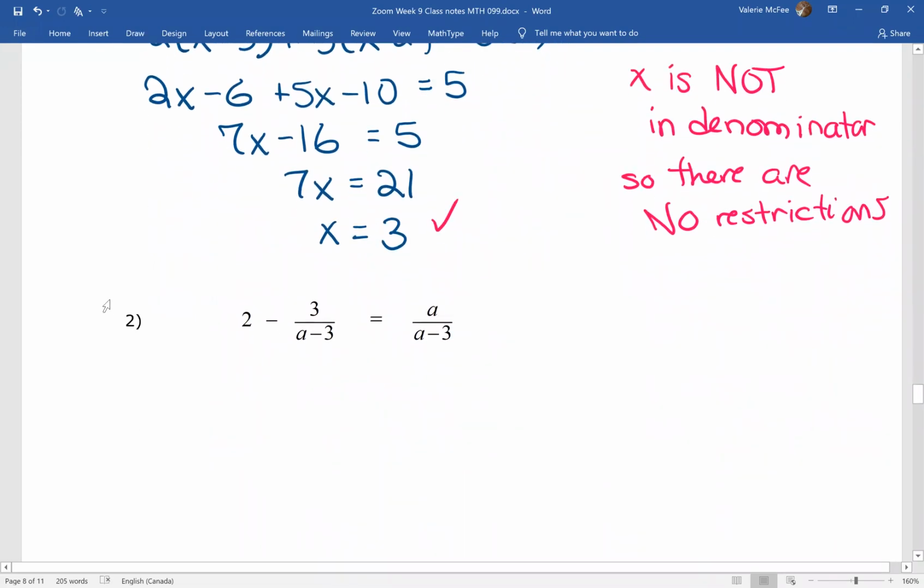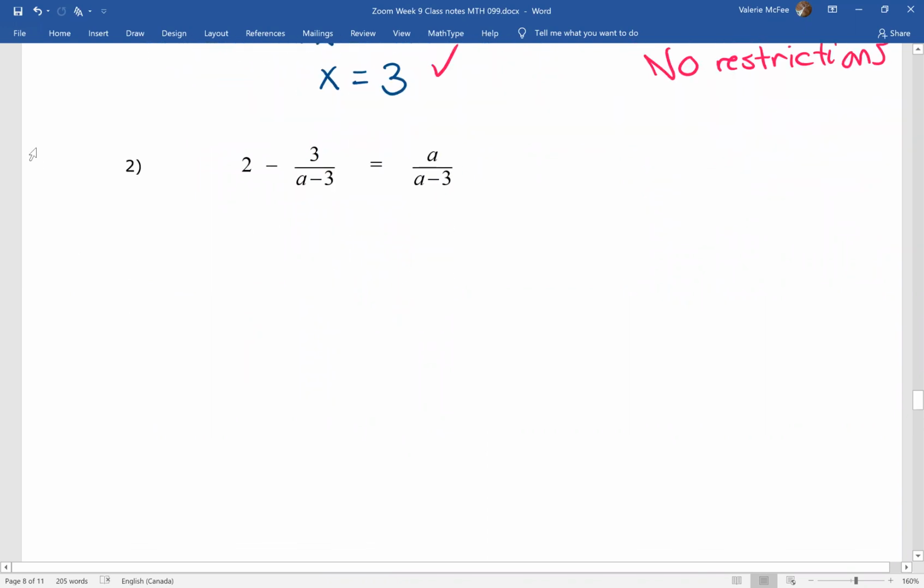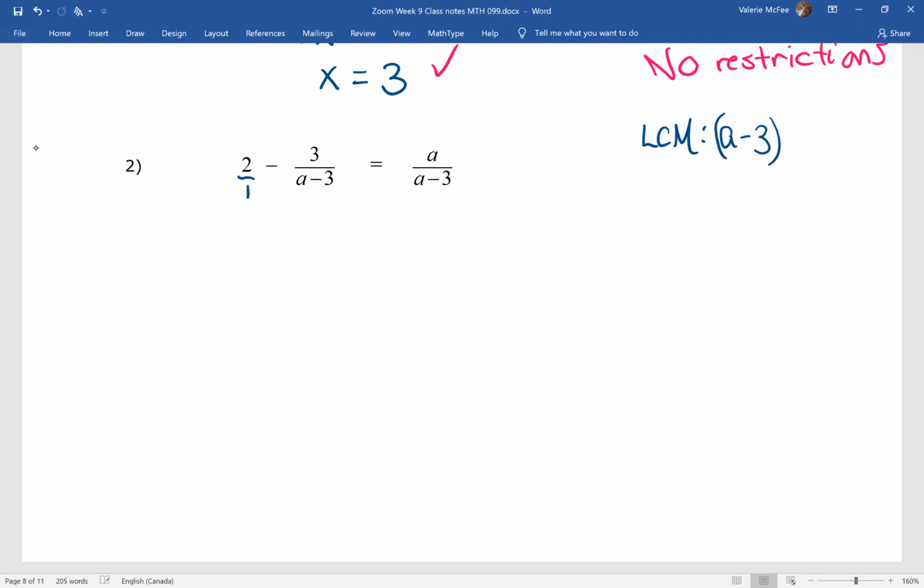Let's look at question 2. We have an integer over 1. The other denominators are a minus 3. That means the lowest common multiple of these denominators is just a minus 3. So we're going to multiply each side by the lowest common multiple. Notice that this time I have the lowest common multiple in brackets. That's because it's a binomial, more than one term. And again, we're going to need to use the distributive property here.